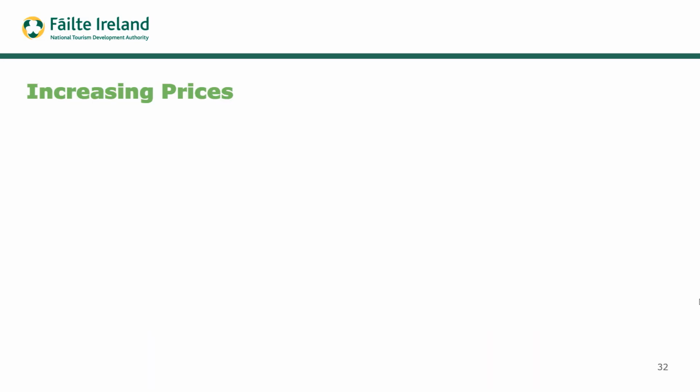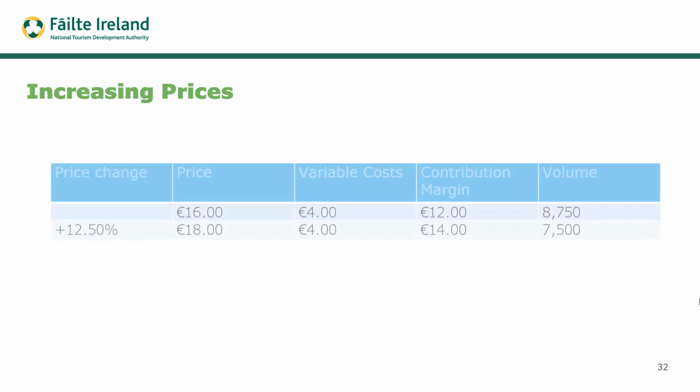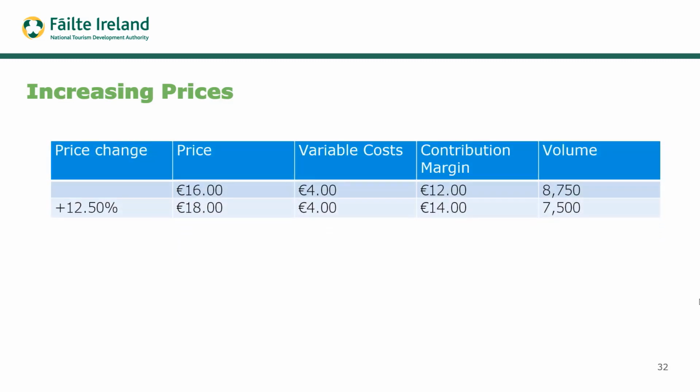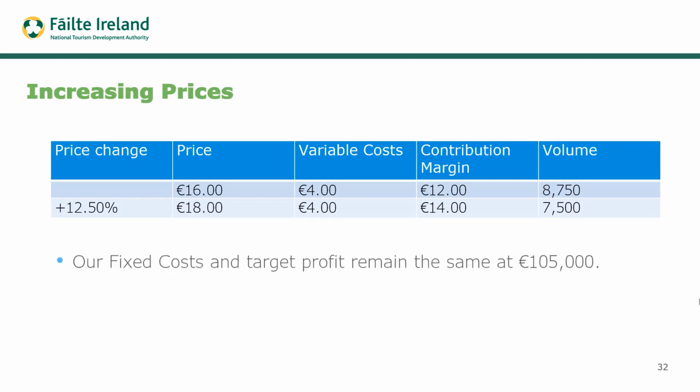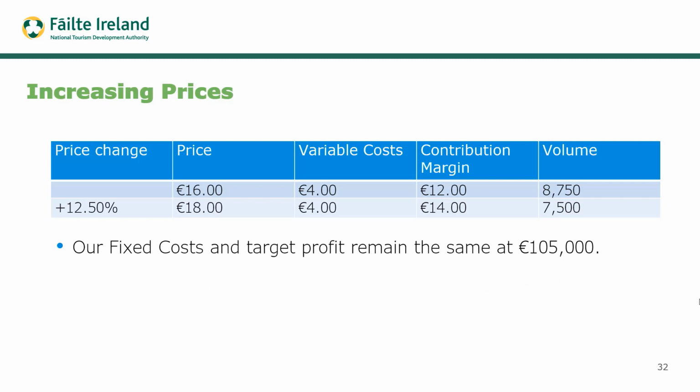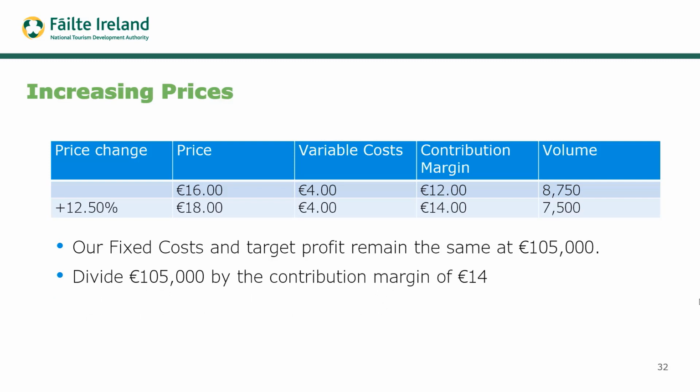Now let's look at the other side. What if you decide to raise your prices by 12.5%? Now the picture looks like this. Our selling price goes up to €18 and our contribution margin has increased to €14 or 78%. When we divide our fixed costs and our expected profit by the contribution margin, we see now that we have to sell only 7,500 units to make our desired profit.